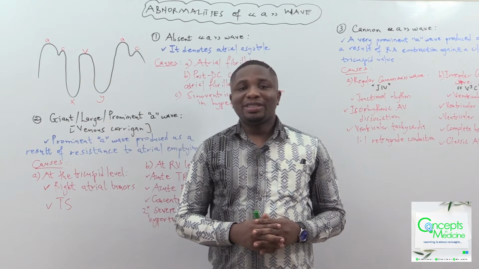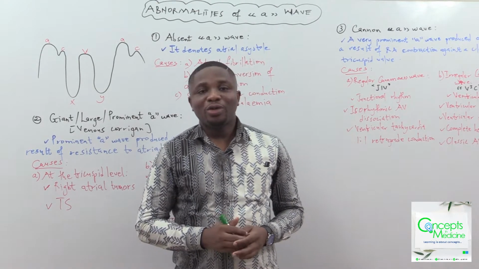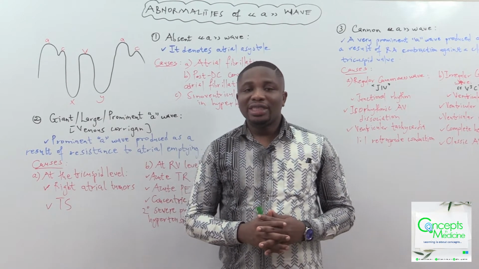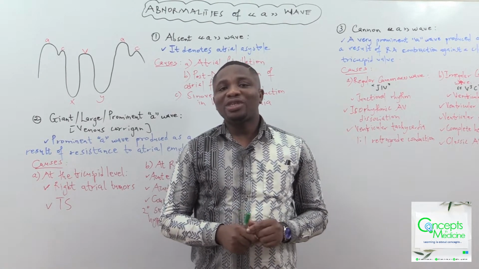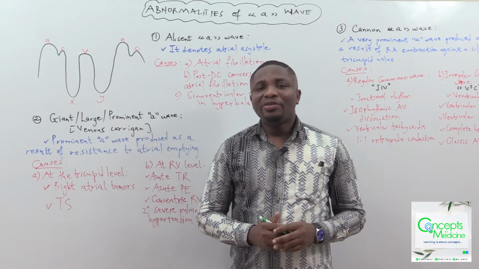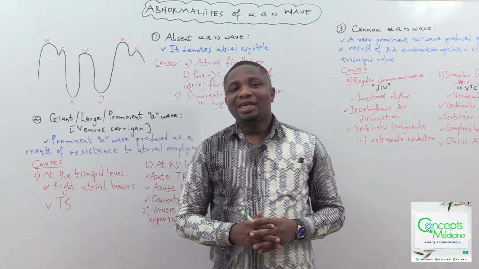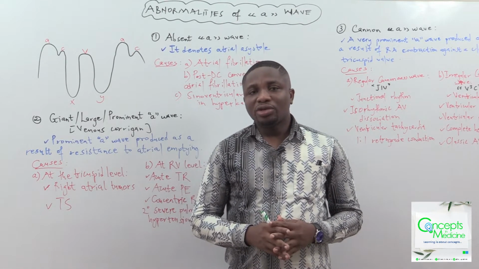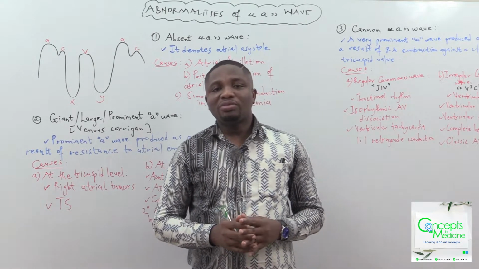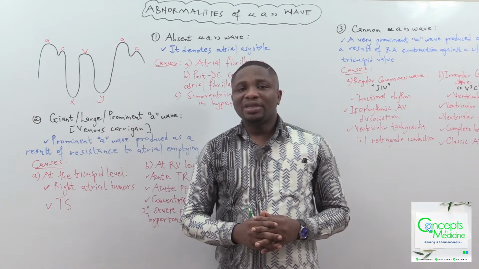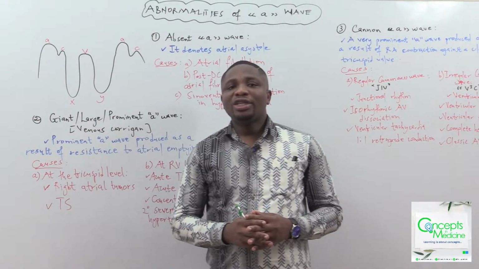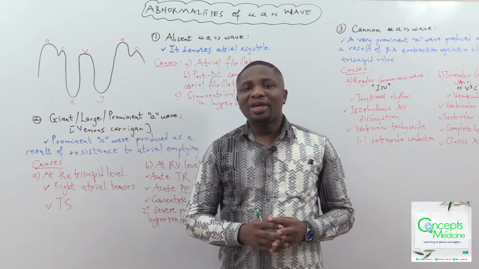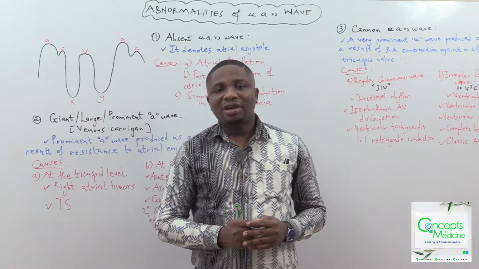Welcome to Concept Medicine. In this tutorial, we are going to be talking about the abnormalities of the A wave on a JVP waveform. But before we start, let's review the question that I asked in the previous tutorial session. And the question was, what name is given to the process by which a recipient tissue acquires nutrient and oxygen through the absorption of plasma via capillary action in skin grafting?